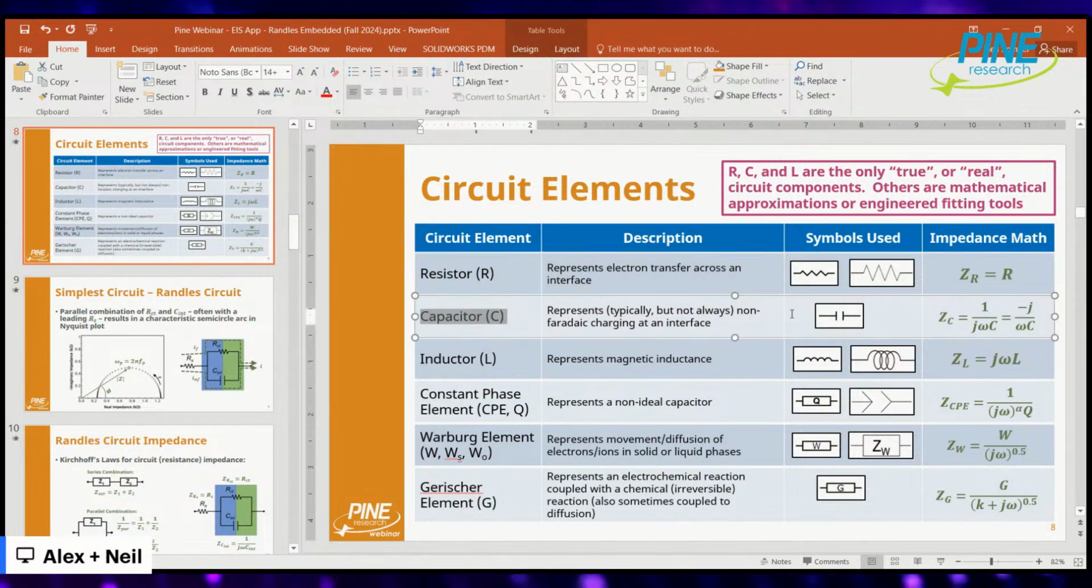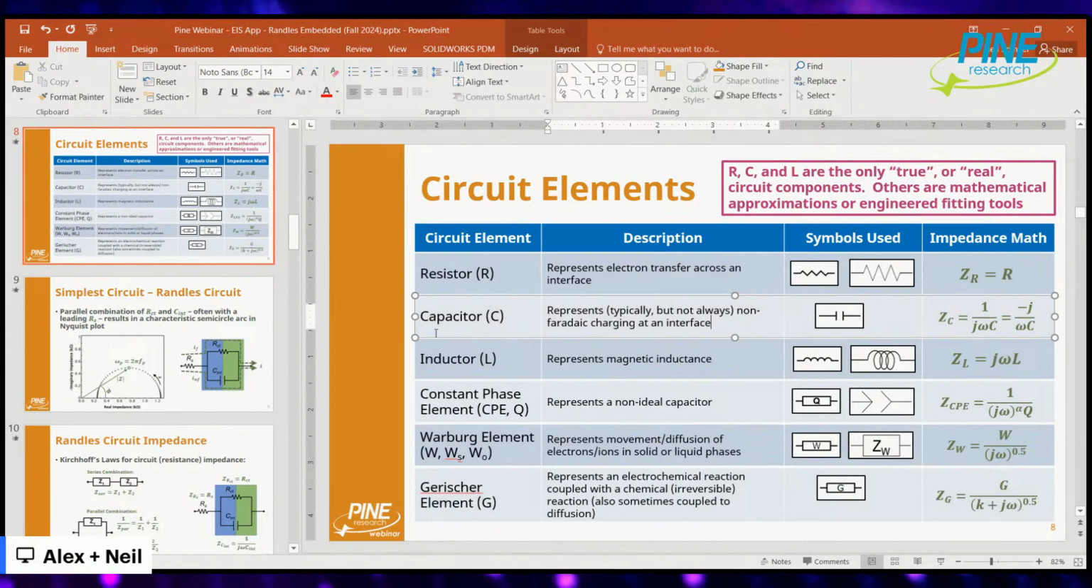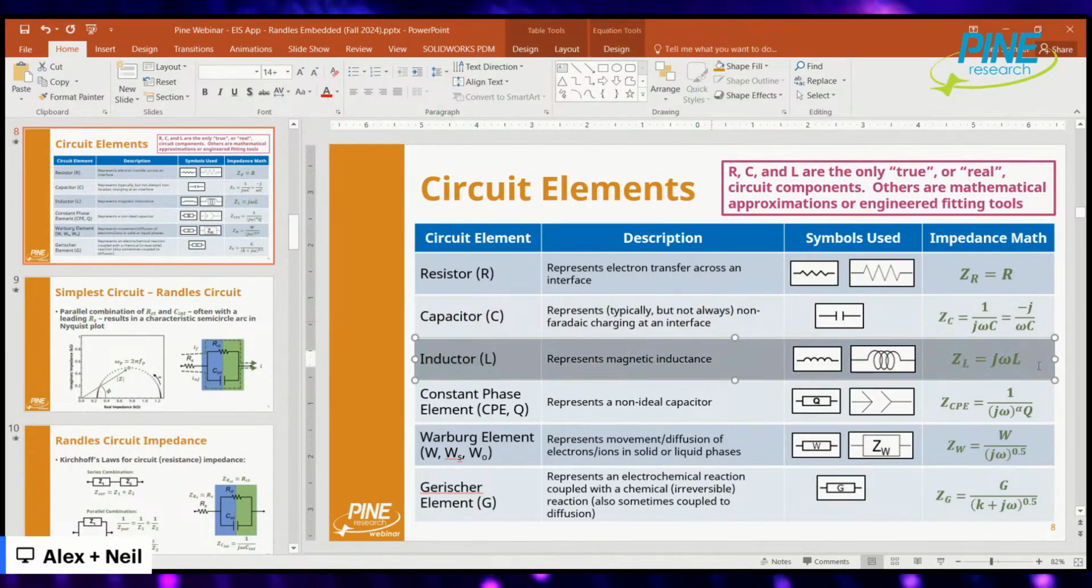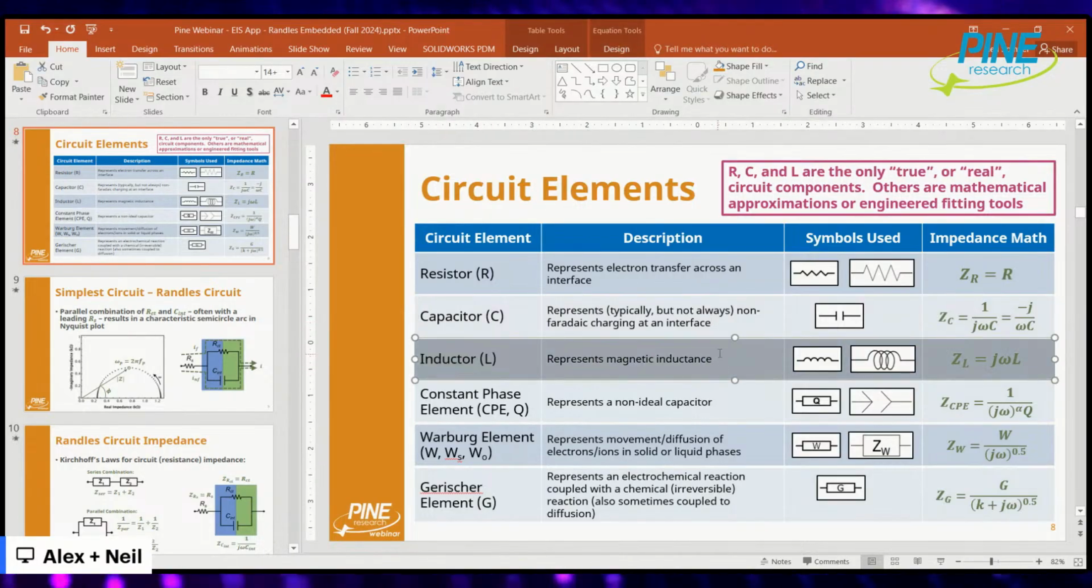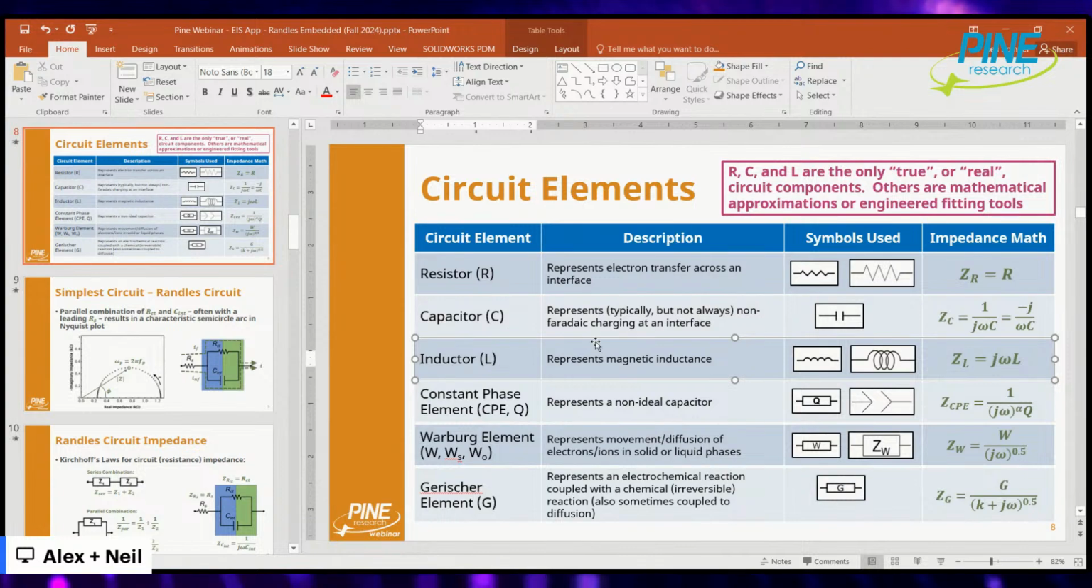Capacitor is the next one, and that typically represents electrical double layer, non-Faradaic processes, like in a supercapacitor, it's charge buildup at an interface. So that's what a capacitor is used for. Inductors are not used too often. A lot of times you'll have inductance as a result of cell cable kinds of effects, and sometimes you get these weird inductive effects at low frequency, which we're not going to talk about. But it's often not as needed and not as represented in most impedance data.